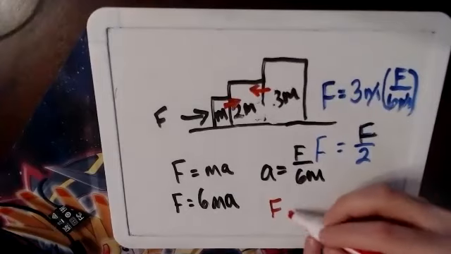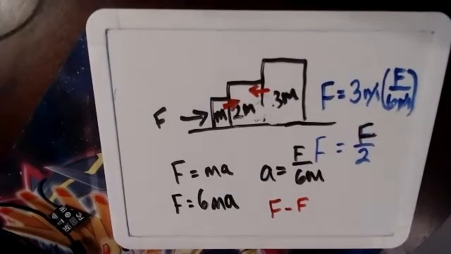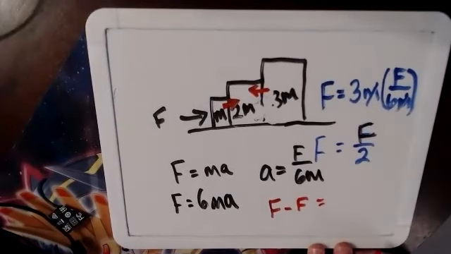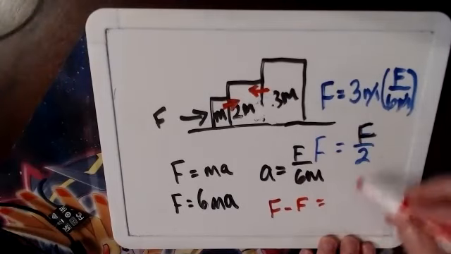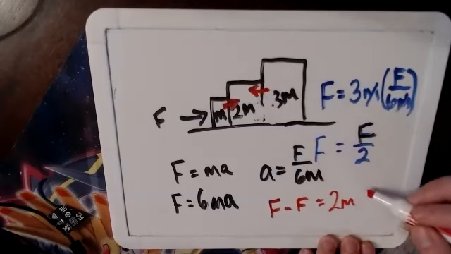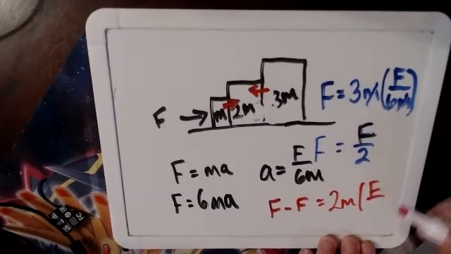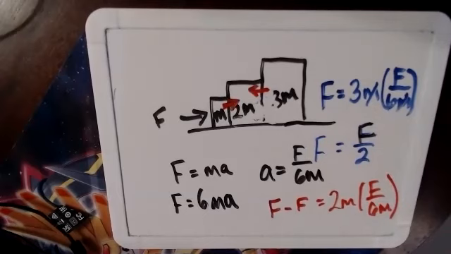Yeah. And that equals 2m F over 6m. So the net force acting on that block is 1/3 F. There you go.